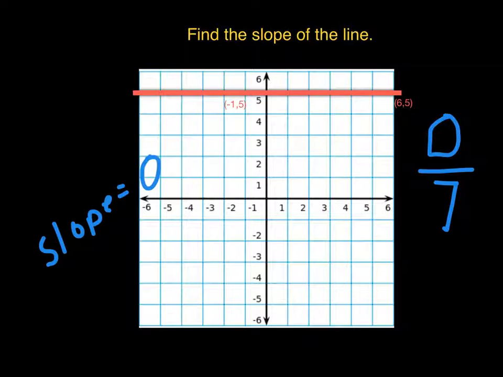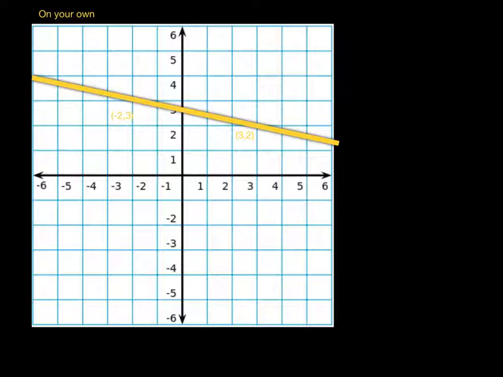Here's one that you can try on your own, figure it out, pause the video, do the run or the rise first, and then do the other. Just remember that rise goes on top and run goes on the bottom. Rise over run.